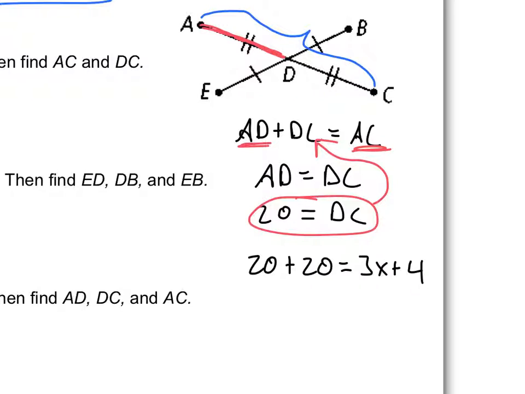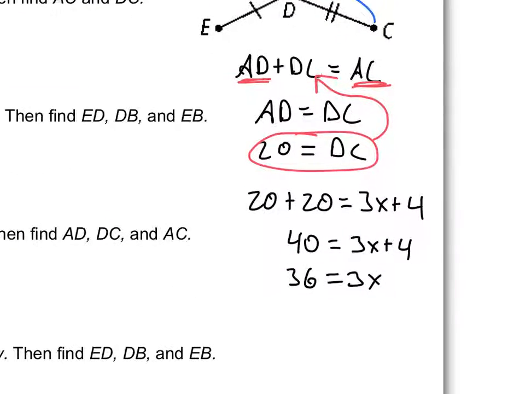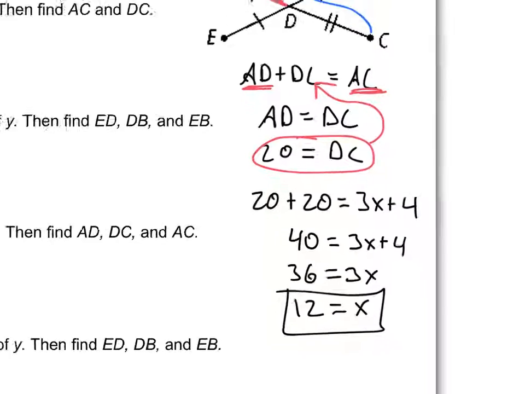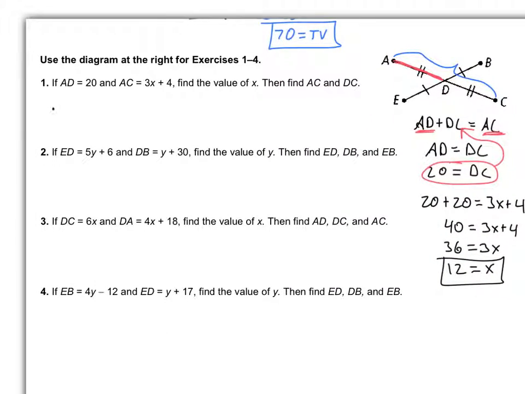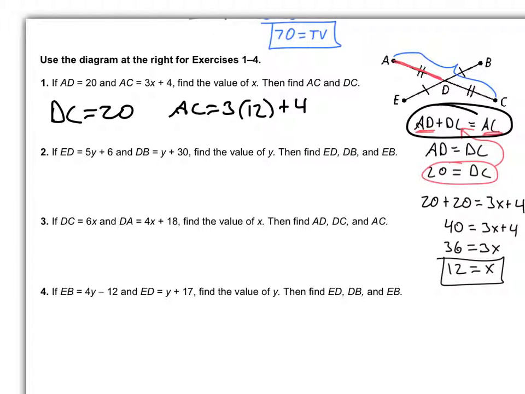With me? All right, let's solve it quick. 20 plus 20 is 40. So I have 3x plus 4. If I subtract 4 from both sides, I get 36 equals 3x. And if I divide by 3, I get 12 equals x. So 12 equals x, but I want to find AC and DC. Well, I found DC already. DC was 20. And AC is going to equal 3 times 12 plus 4. And technically, we already found AC, didn't we? Yeah, if we know AD and we know DC, AC is just going to equal 40.